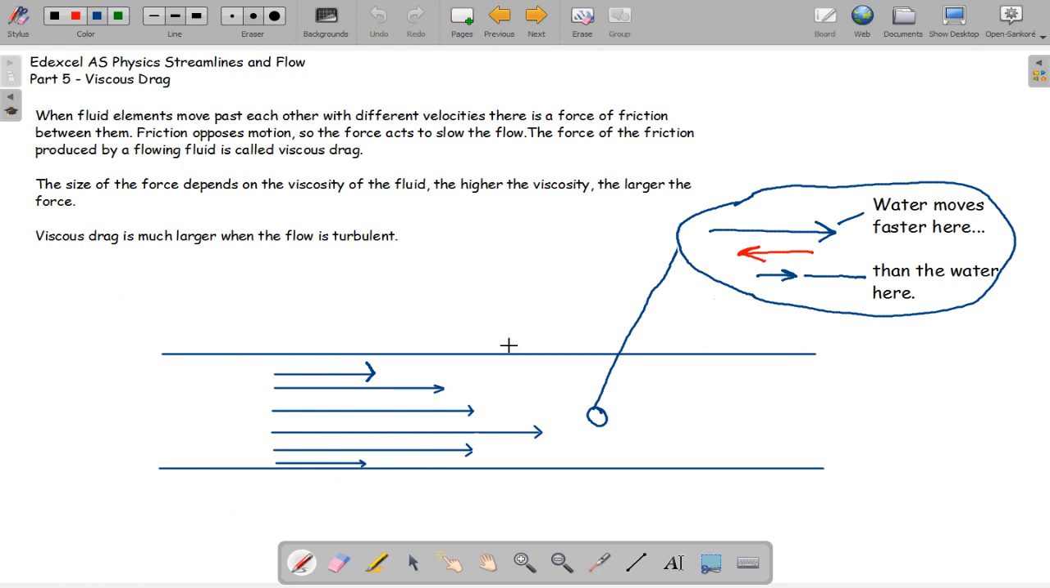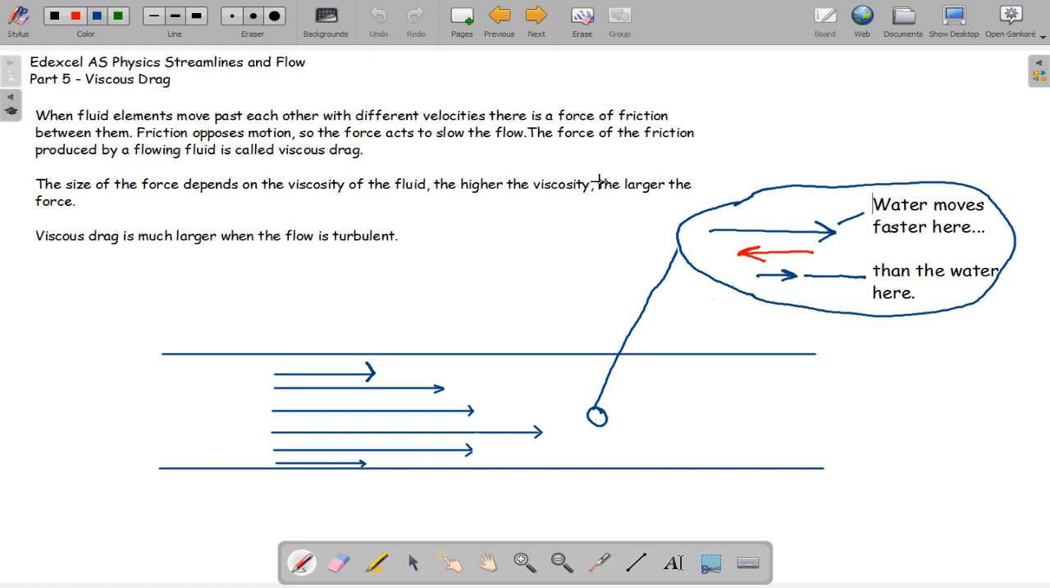So this straight line is to show the laminar flow. When fluid elements move past each other with different velocities, there is a force of friction between them. Friction opposes motion, so the force acts to slow the flow. The force of the friction produced by a flowing fluid is called viscous drag. The size of the force depends on the viscosity of the fluid. The higher the viscosity, the larger the force, and viscous drag is much larger when the flow is turbulent.